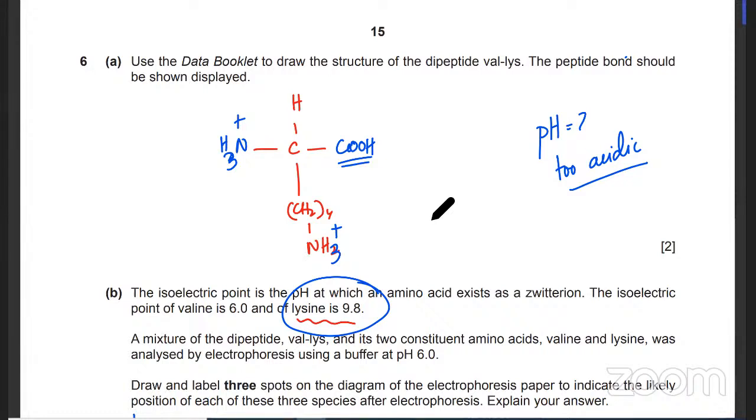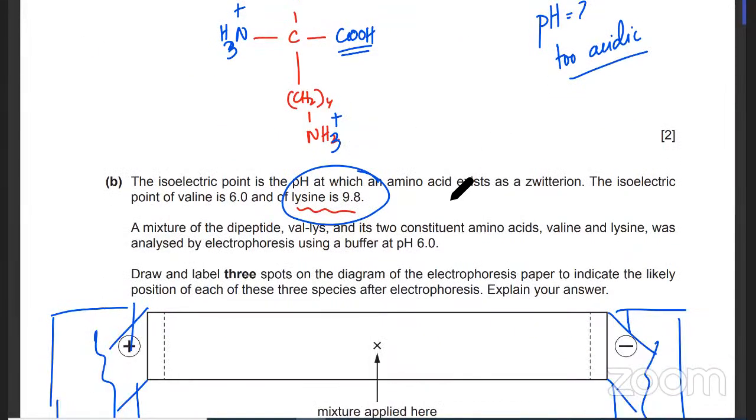So that's one important thing. What would the amino acid look like under different pH conditions? Now here the question is: a mixture of the dipeptide valine-lysine and its two constituent amino acids, valine and lysine, was analyzed by electrophoresis using a buffer at pH 6.